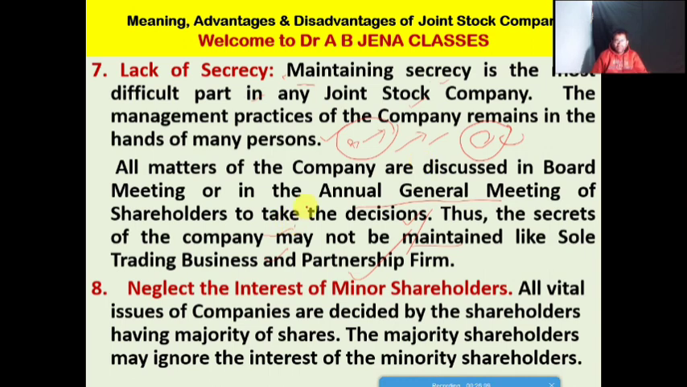So next one, also in a joint stock company, there may be neglect of the interest of minority shareholders. As per this discussion, there are two types of shareholders. One category is the majority shareholder. The second one is the minority shareholder. Minority shareholders are those who have purchased a low number of shares. In the case of less shareholding, these shareholders are treated as minority shareholders. All vital issues of companies are decided by the shareholders having the majority of shares. So majority shareholders may ignore the interest of the minority shareholders, such as how much profit will be retained and how much profit will be distributed among the shareholders.